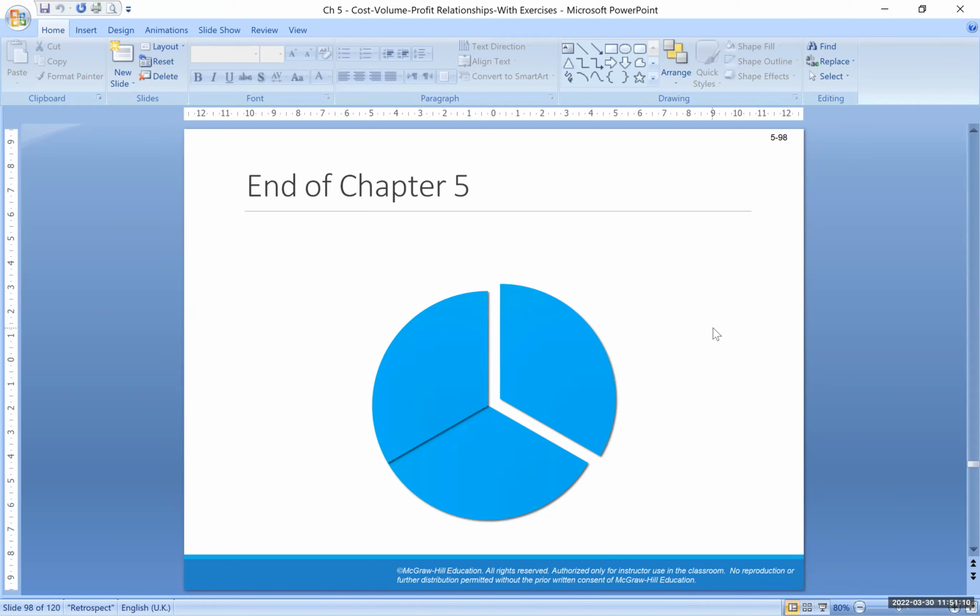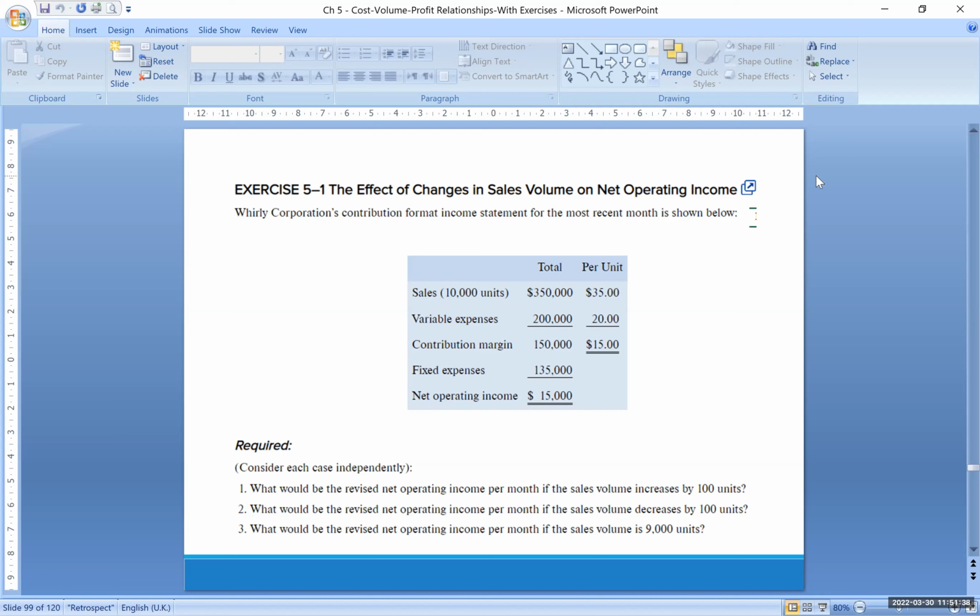I will do some exercises for the chapter. Okay. So let's start with 5.1. 5.1, effects of changes in sales volume on net operating income. Exercise 5.1. Changes in sales volume and the effect on the net income.